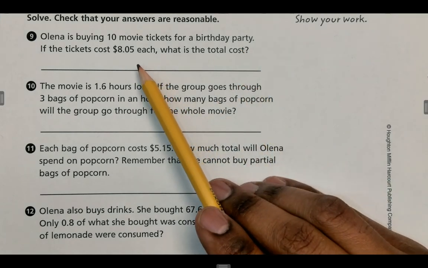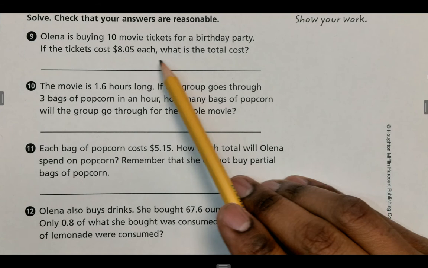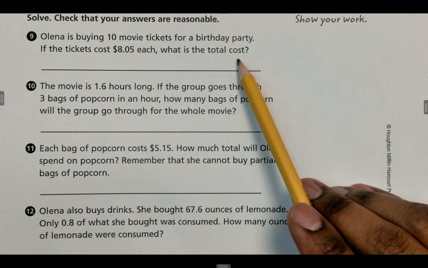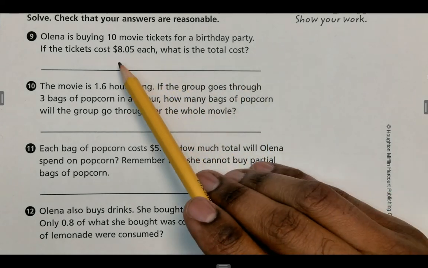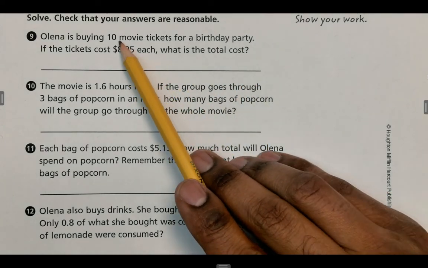If the tickets cost $8.05 each, what is the total cost? All right. So let's think about how to represent this as a multiplication statement. We're looking at $8.05 multiplied by 10.